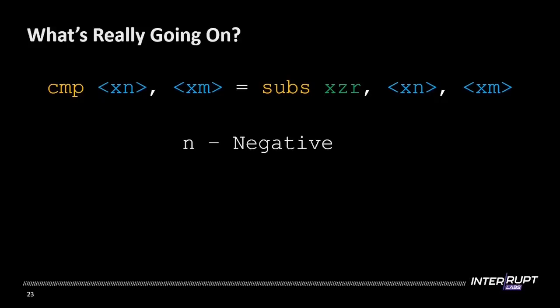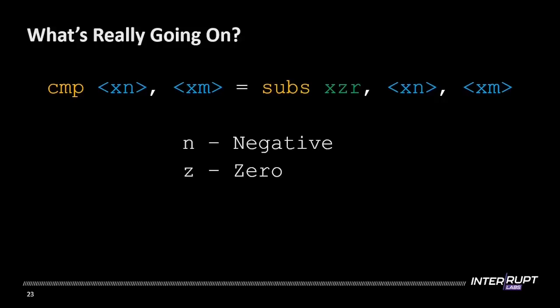So first, there's the negative bit. This is set if the result of the operation interpreted as signed was negative. So basically, if the high bit of the result was set to 1. Next, there's the 0 bit. This is very easy. This is set when the result is 0.